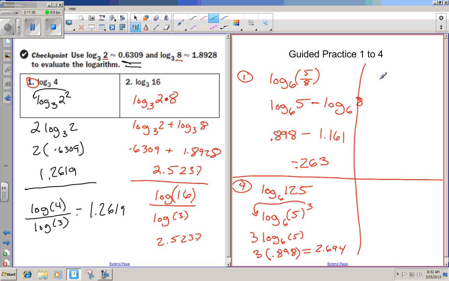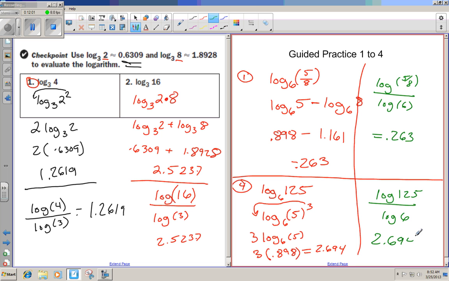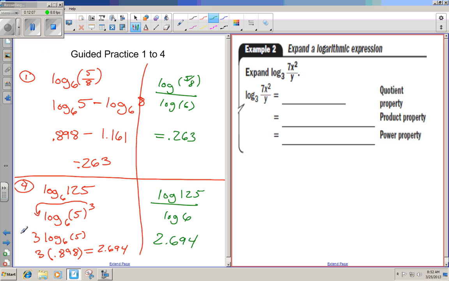With the change of base formula, all you'd have to set up is log 5/8 divided by log 6, and you'd still get 0.263. Over here, it'd be log 125 divided by log 6, and you'd end up with the same answer of 2.694. All right, that should help you with this next part of expanding logarithms.